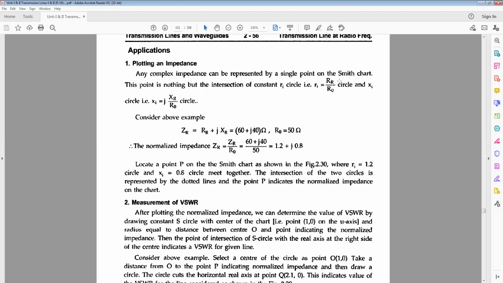Otherwise, in terms of the normalized values, consider the above example, ZR is equal to RR plus J into XR.